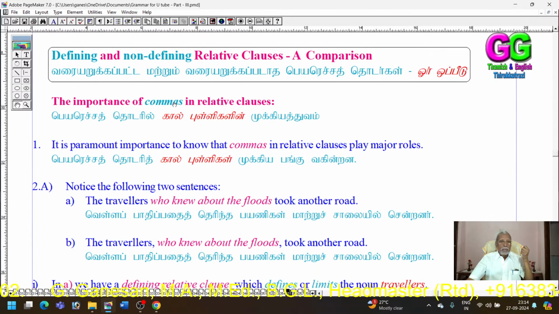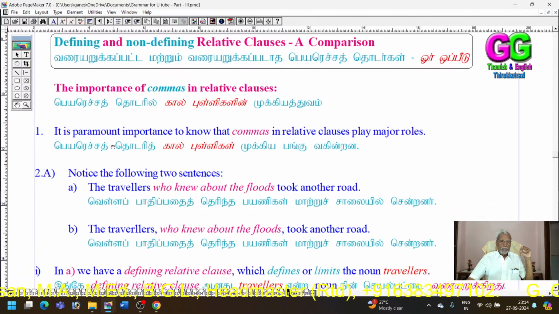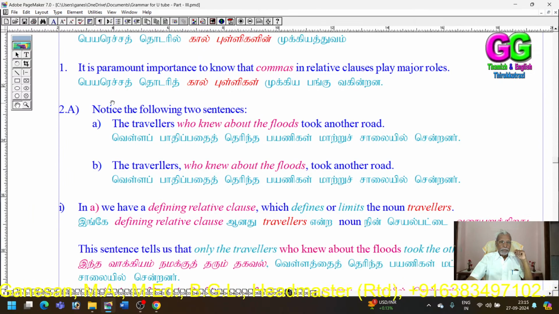The importance of commas in relative clauses. It is of paramount importance to know that commas in relative clauses play major roles. My dear students, commas in relative clauses play major roles. First, notice the following two sentences. Let us see these two sentences.